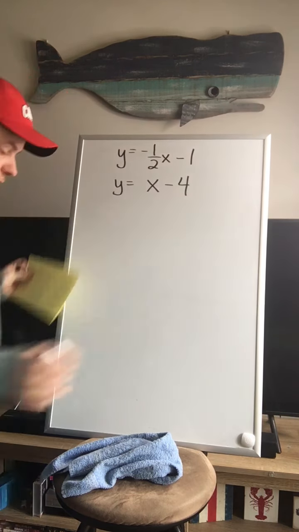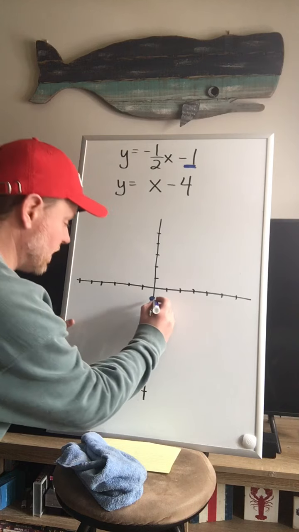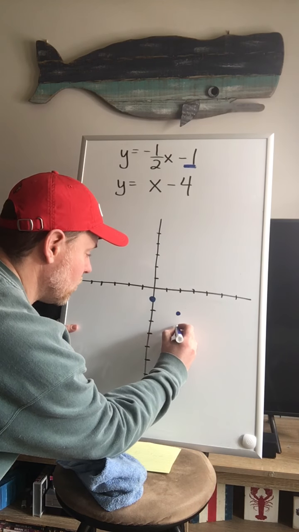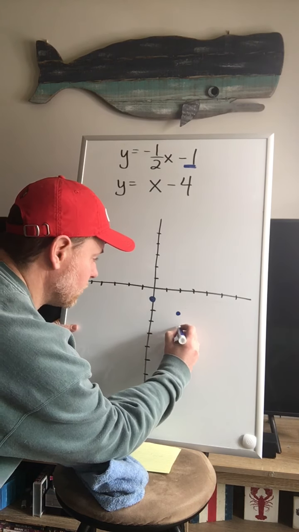Okay, so we're back. We're looking for the point where these two cross. So we're going to start out with this one here. This has a y-intercept of -1, so I'm going to put a dot on -1. And now my slope is -1/2. So again, remember, rise over run. That means I'm going to go down 1 and right 2. Down 1 and right 2. Again, if you've got the potential to use a ruler, that would be great.